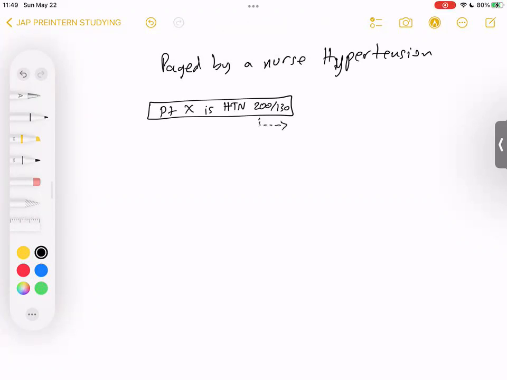they will page you even if the blood pressure is like 130 over 90. Okay, do you know why they will page you? Why they will tell you, hey, the pressure is 130 over 80, even though you're not going to do anything with 130 over 80? You're just going to watch. Anybody has an idea, what's the logistics?